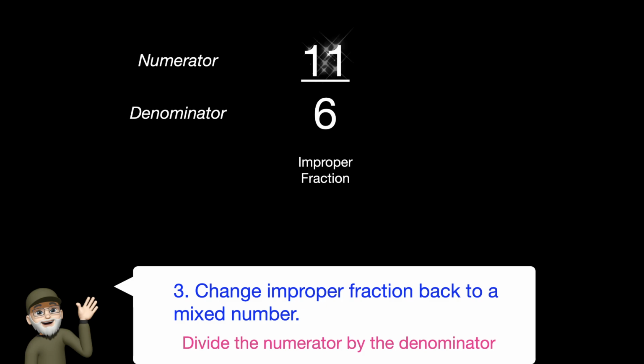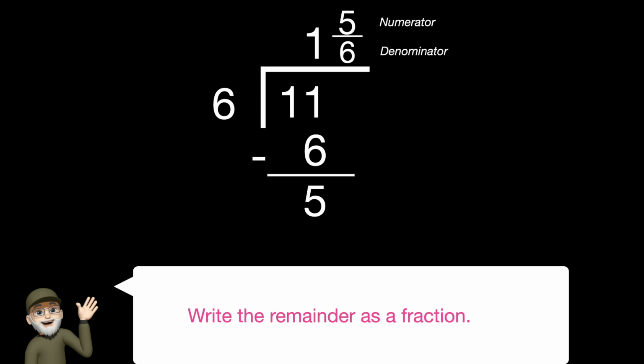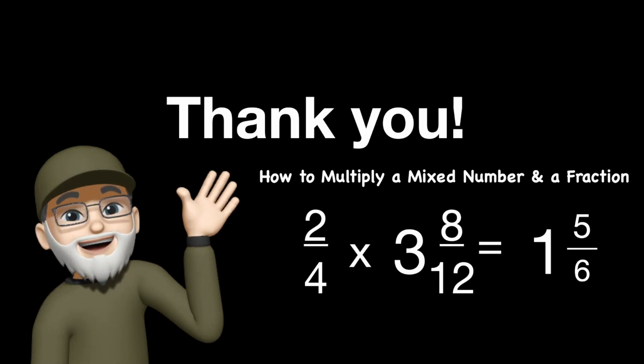We divide the numerator by the denominator. And when you do that, you're going to get 1 with a remainder of 5. Make sure that you write your remainder of 5 as a fraction. So your answer is going to be 1 and 5 over 6.